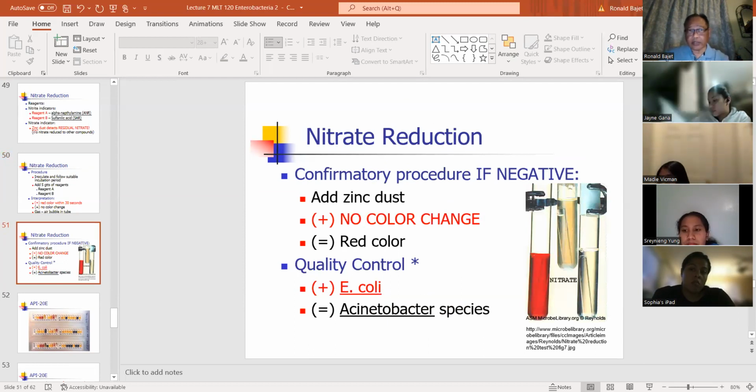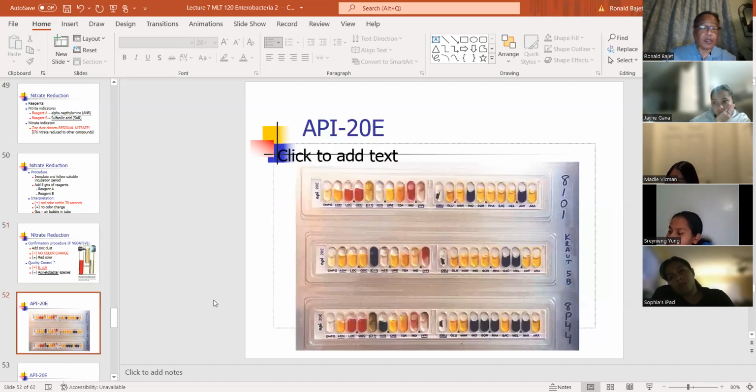It's similar to the coagulase test. A negative reaction, you have to continue on. And in this case, we add zinc dust. A red color is truly negative. Okay, a red color with zinc is truly negative. In QC, E. coli is positive for nitrate reduction, and anything that's not in the Enterobacteriaceae is a good negative control for nitrate reduction.